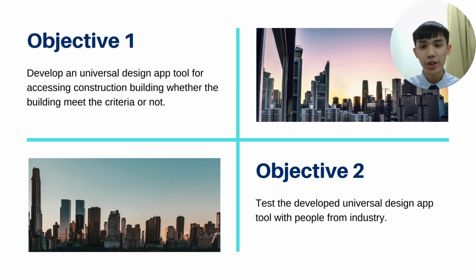We'll be having two main objectives. The first is to develop a universal design app tool for assessing construction building, whether the building meets the criteria or not. The second is to test the developed universal design app tool with the people from industry.